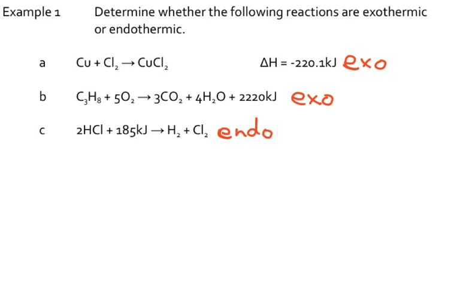So whether or not the reaction is endothermic or exothermic is all based on which side of the chemical reaction the heat is on, or which sign, positive or negative, delta H will have.